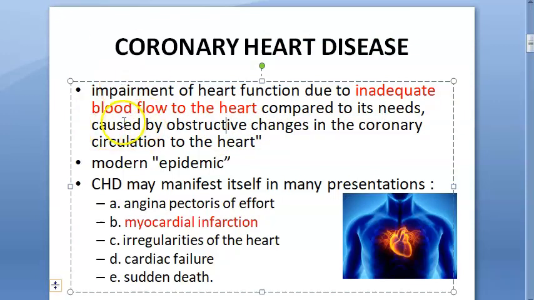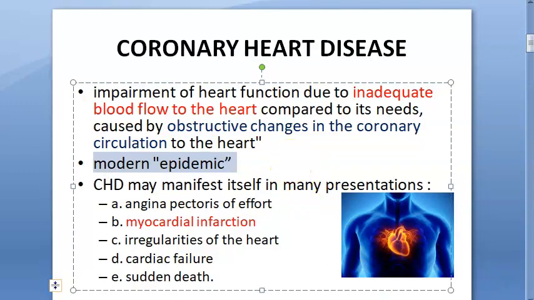Okay. So this is caused by what? Why is there inadequate blood flow to the heart? Because of obstructive changes in the coronary circulation, which you just now saw, because of atheromatous plaque, etc. So this is the cause. The basic cause is obstructive change in the coronary circulation. This is called the modern epidemic by WHO, because 25 to 30% of the deaths in the world are because of coronary heart disease.